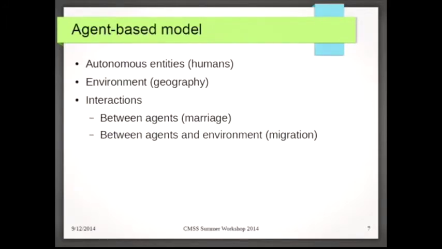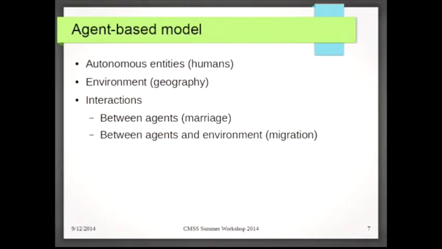So we decided to model this with an agent-based model. So it's a quick explanation of what an agent-based model is. It's a system of autonomous entities that are interacting with each other and that are living in an environment. So for my model, these entities will be the humans. The environment is the geography.